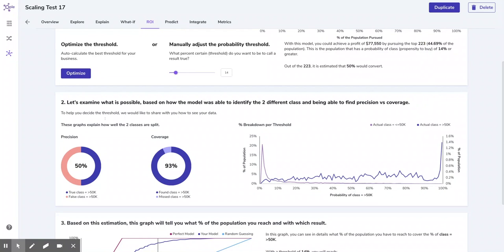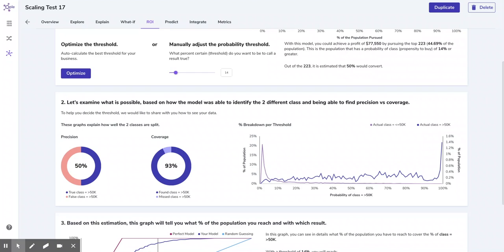We want to show you the information about making this decision, not just the profit, but also what happens to your sales leads. Precision is, of all the sales leads that you're deciding to go after, what percentage of them are actually going to close? So 50%. So half of everything you tell your salespeople to go after will actually close. Coverage is, of all the leads that you have in your list that would have closed had you gone after it, how many of those are you capturing? In this case, it's 93%.